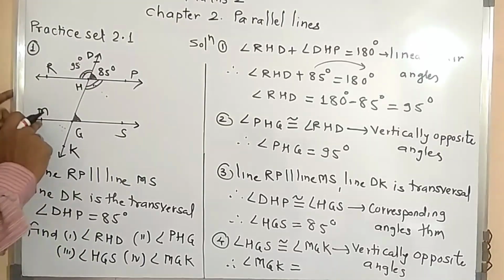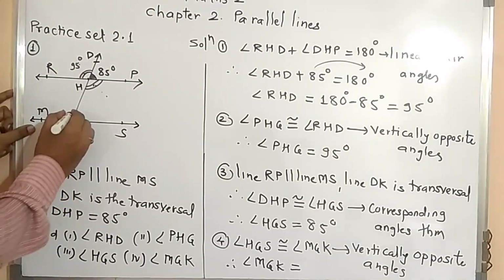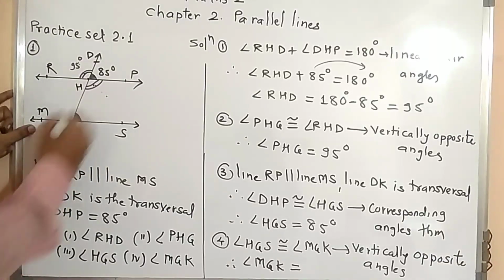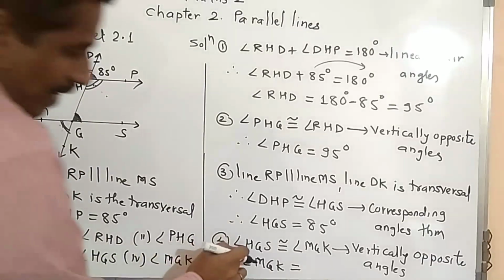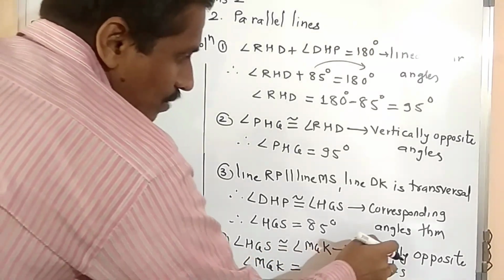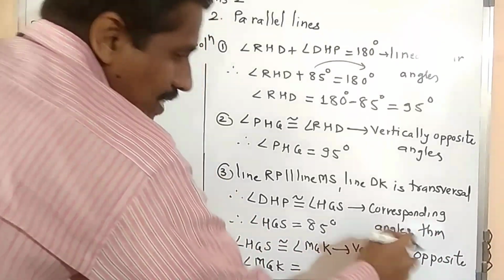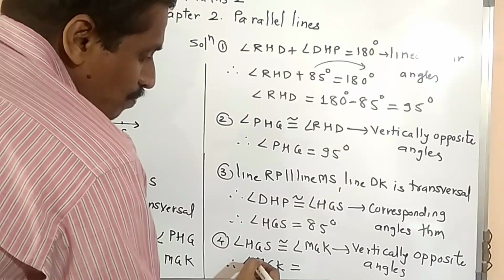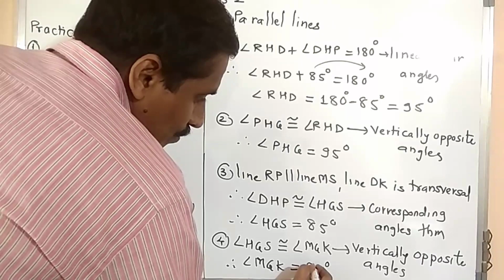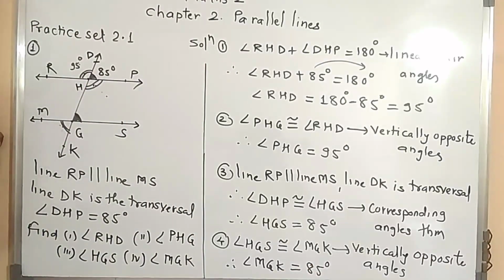Now to find the last, MGK. This angle and this angle form vertically opposite angles. Therefore, angle HGS is congruent to angle MGK, reason: vertically opposite angles are congruent, and therefore angle MGK is also 85 degrees.